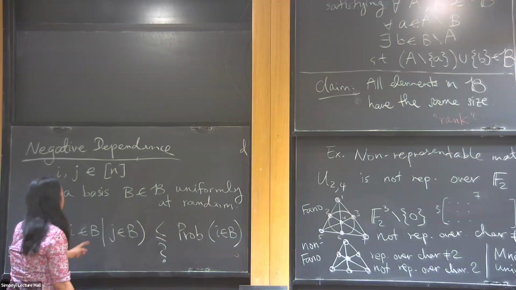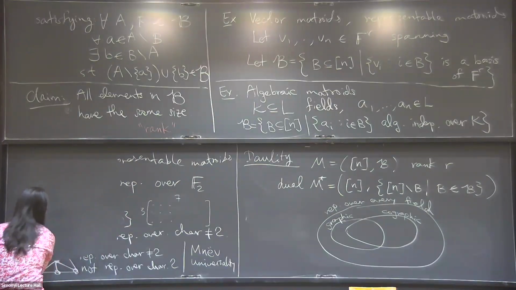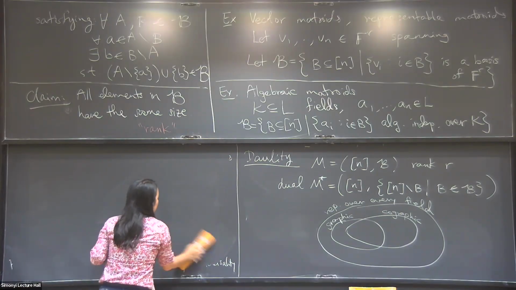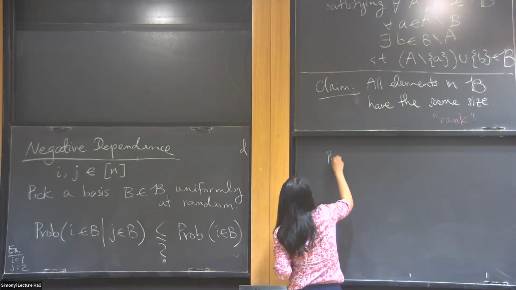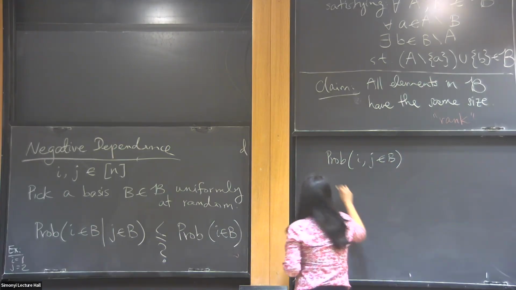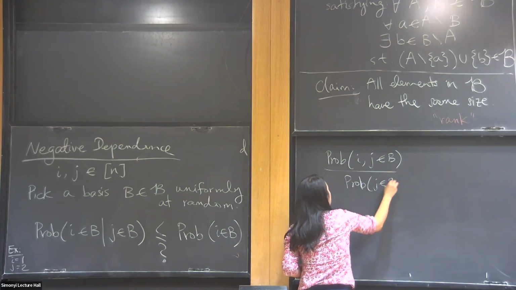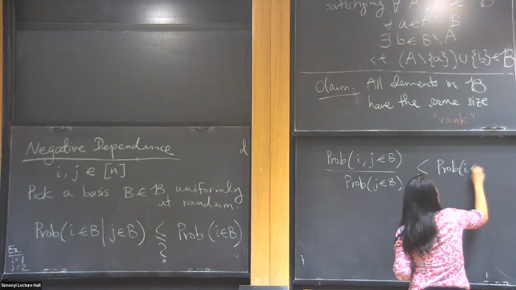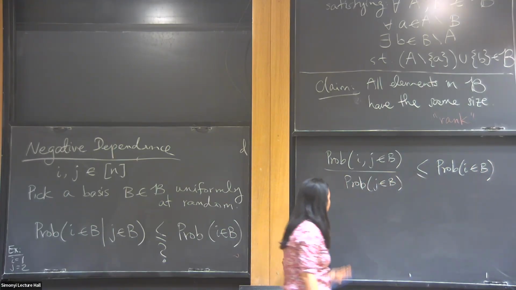So maybe let me rewrite this to make it easier to compute. Equivalently, I can write the probability of both I and J in my basis divided by the probability of J in my basis is less than or equal to the probability of I in my basis. Maybe I can move this to the other side to make it look more symmetric.